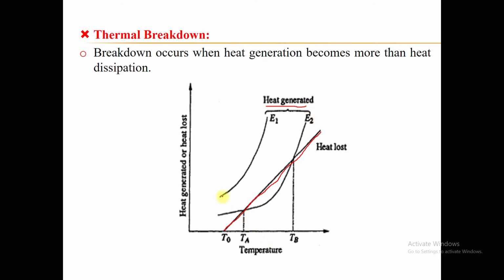Now you can see for this first case, the heat generation is lower than the heat lost, so breakdown is not possible. Whereas in case of E2, as you can see, the heat generation in the region of TA to TB is more than the heat lost. So when the heat generation becomes more than the heat lost, the breakdown will take place, and that breakdown is known as a thermal breakdown.